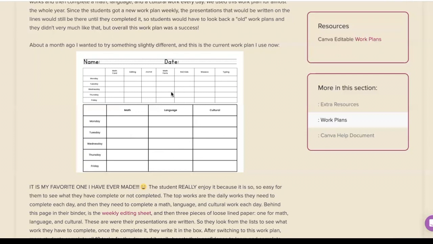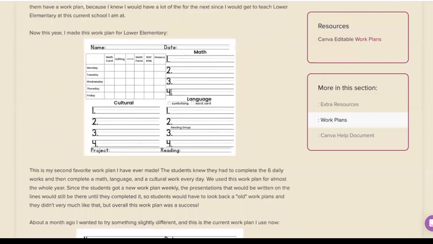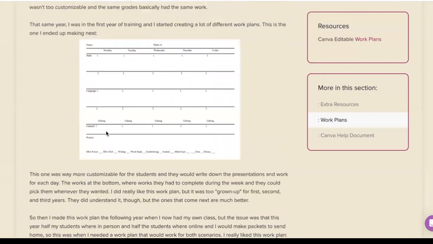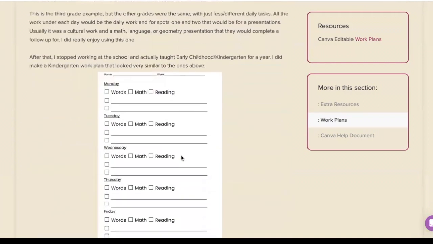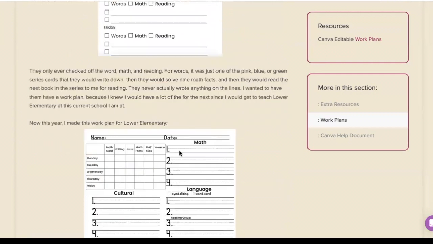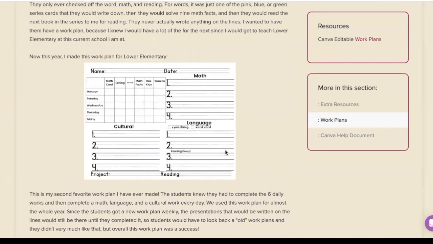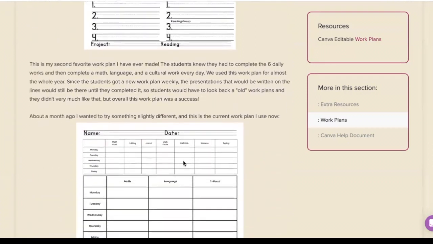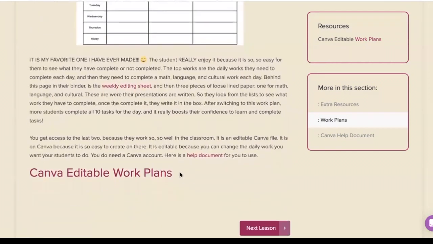And this is the best work plan. You can see I've made a lot of work plans, especially in this phase, and I didn't want to put every single one. Even when I was creating this one, I made a lot of different versions. But the two you can use are this one, which is actually an editable Canva template, and you just click the button. I show you in the help document how to do that.